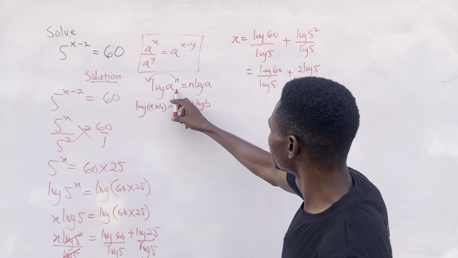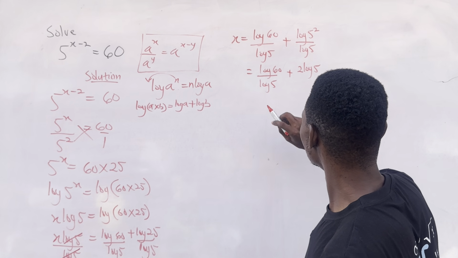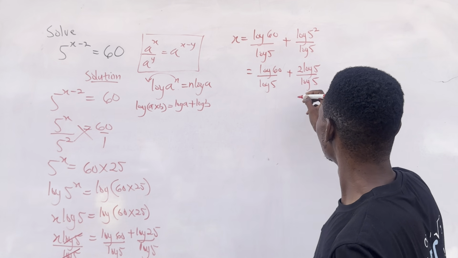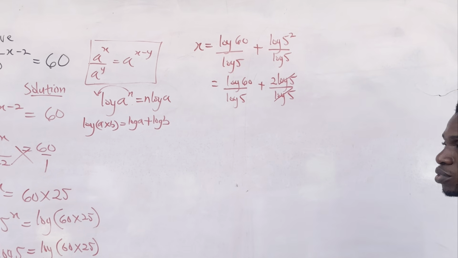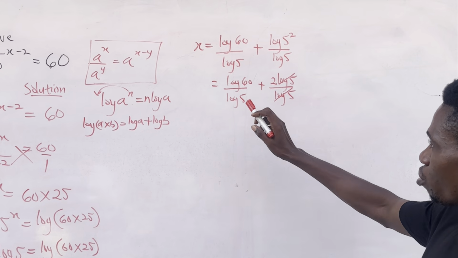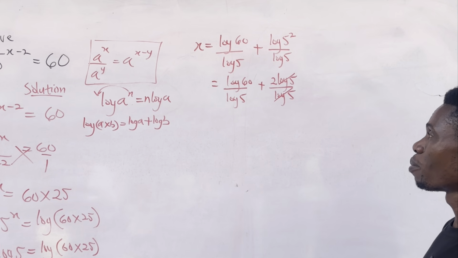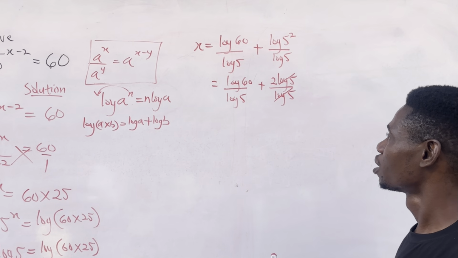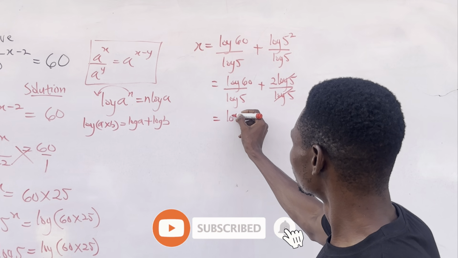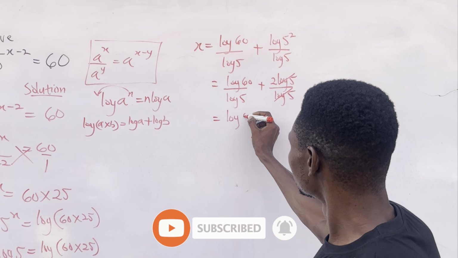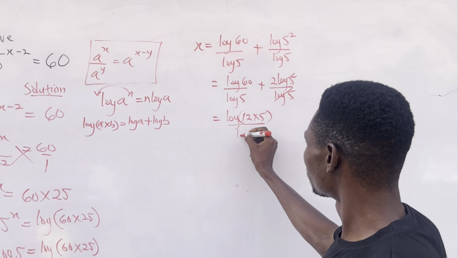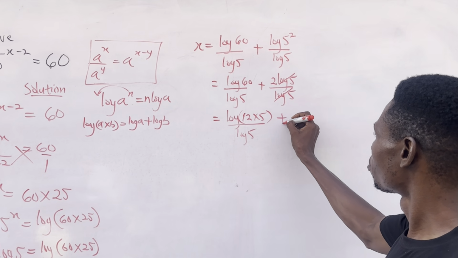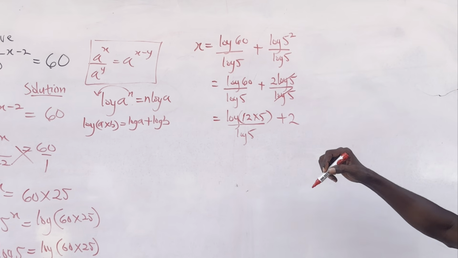We're applying the same law again here, so the 2 can be brought down over log 5. So log 5 cancels log 5, and then we have 2 left. But now 60 can also be broken into 5 multiplied by 12, because we're looking at the 5 we have here. So we can break this to log 12 multiplied by 5 for our 60 divided by log 5 plus 2. This 2 is coming from here.